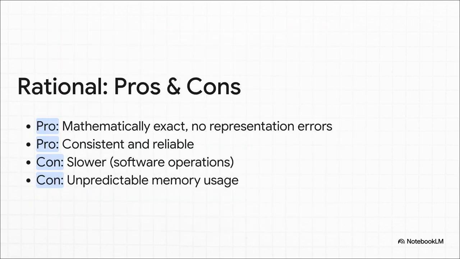Perfect. This approach is like a meticulous mathematician. It guarantees perfect accuracy and consistency every single time, which is amazing. But all that precision comes at a cost. The calculations are way slower because they're all handled in software, not hardware, and the memory you need can just balloon as the numbers in the fraction get bigger and bigger.